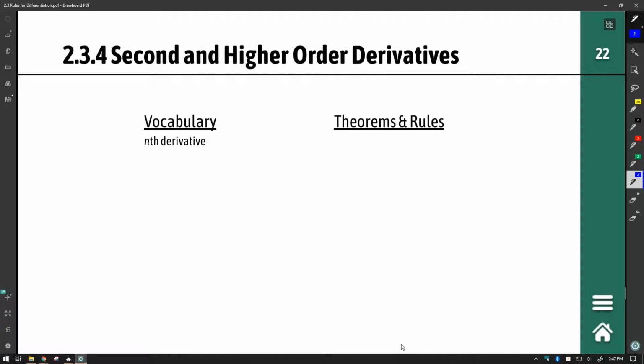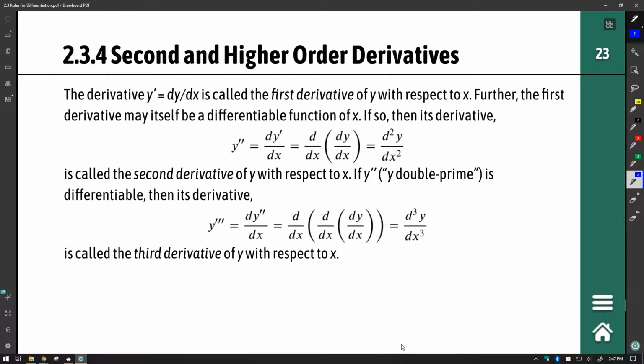We end section 2.3 with second and higher order derivatives. A new vocabulary word here will be nth derivative. And we begin here. The derivative y prime, which we know as dy dx, is called the first derivative of y with respect to x. Further, the first derivative might itself be a differentiable function of f.